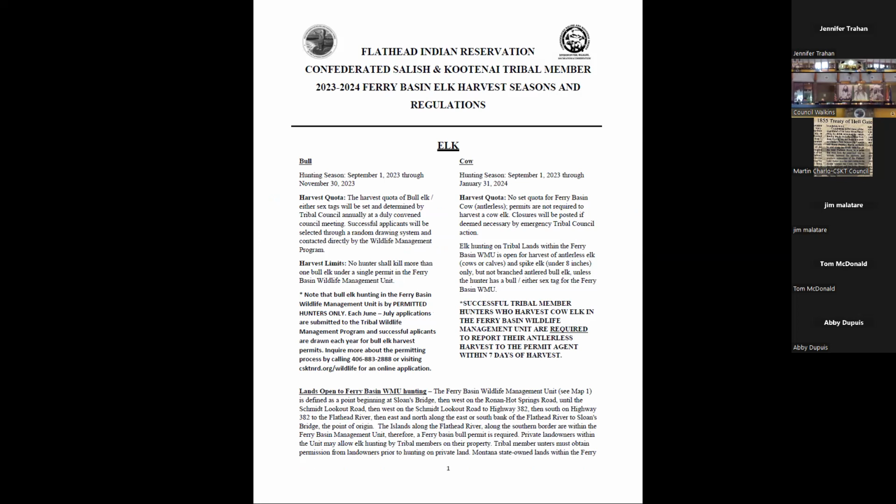And again, in those regulations, we made sure to emphasize that the cow season is unlimited in that area. Okay. And also notes in there the dates that tribal members can access Ferry Basin during antler collection season. I don't think we have antler collection in these. They're in the regular regulations, in that booklet. So these ones were just tiered off for that specific Ferry Basin hunt.